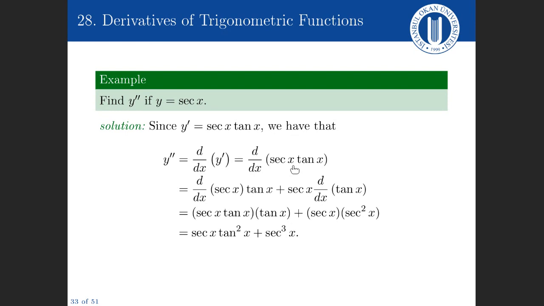So this is a product rule question. That's the derivative of sec x multiplied by tan x plus sec x multiplied by the derivative of tan x. The derivative of sec is sec x tan x. We just said that. The derivative of tan is sec squared. Simplifying it a bit, we end up with sec x tan squared x plus sec cubed x.